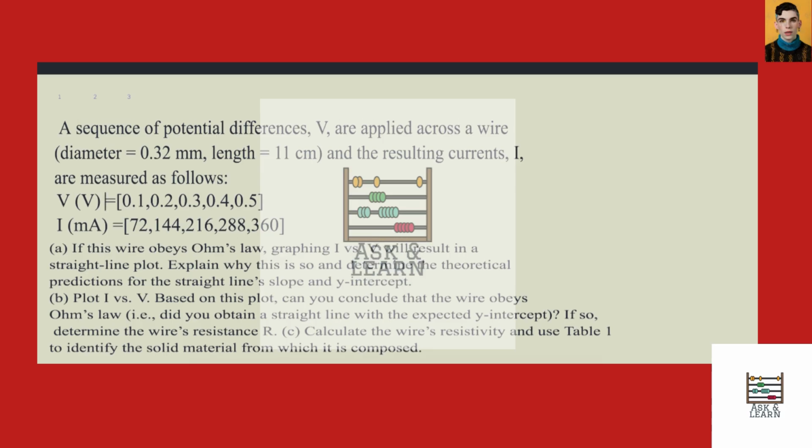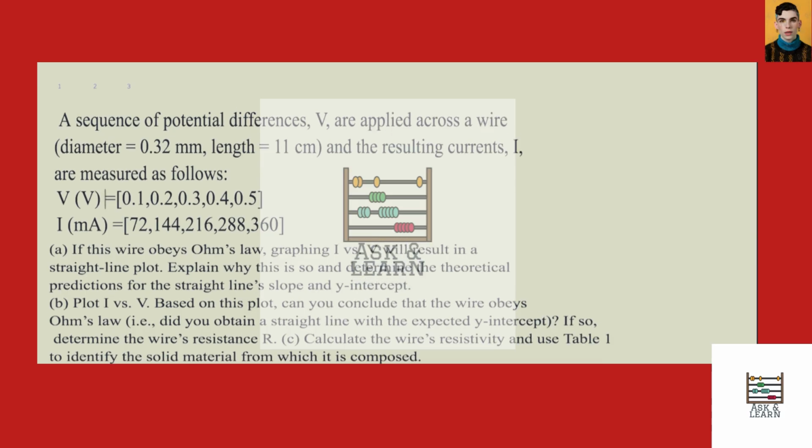A sequence of potential differences V are applied across a wire, diameter 0.32 millimeters, length 11 centimeters, and the resulting current I are measured as follows. So we're given this table here. If the wire obeys Ohm's law, graphing I versus V will result in a straight line plot. Explain why this is so and determine the theoretical predictions for the straight line slope and y-intercept.